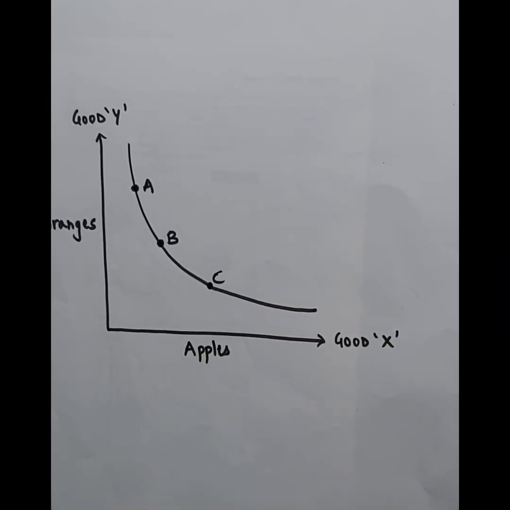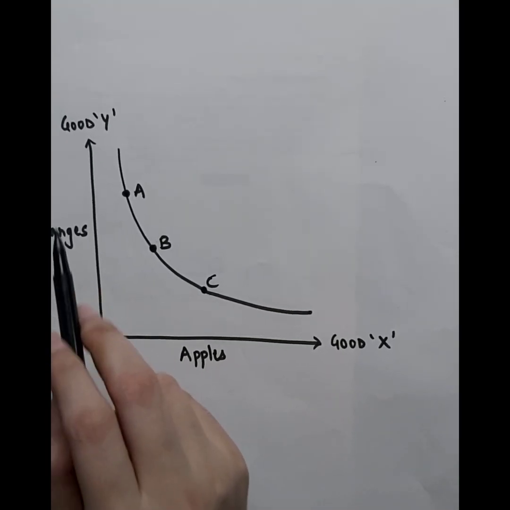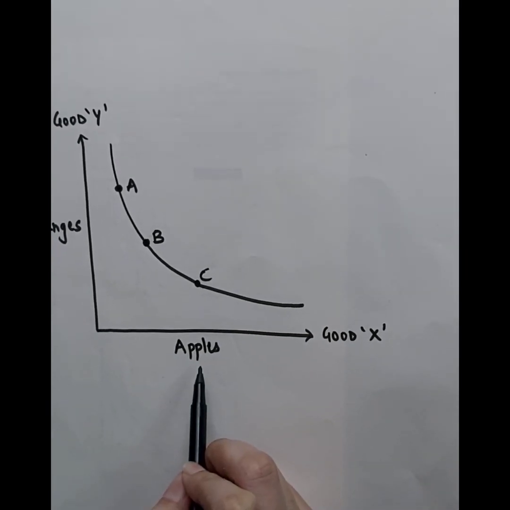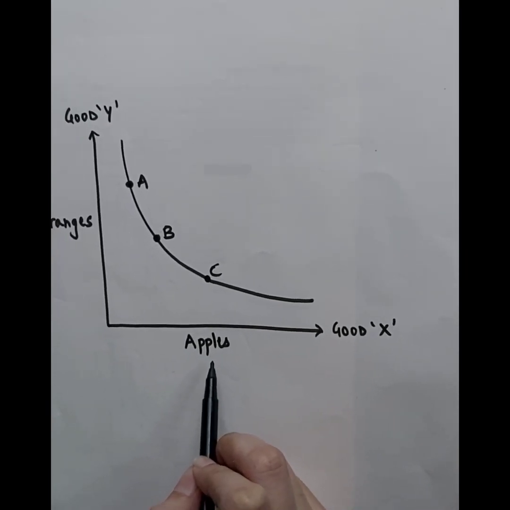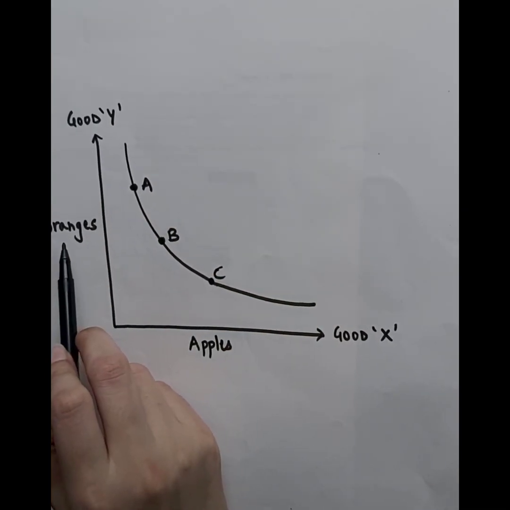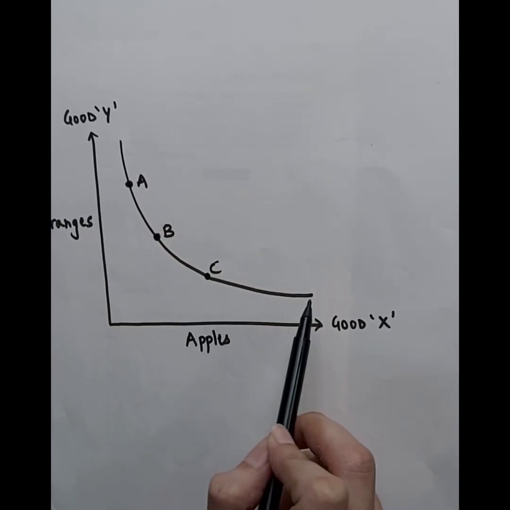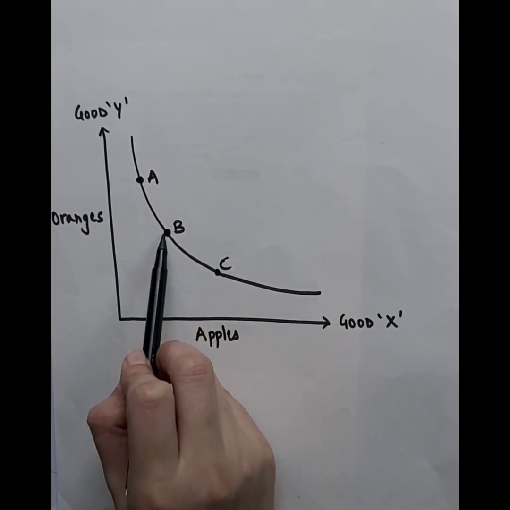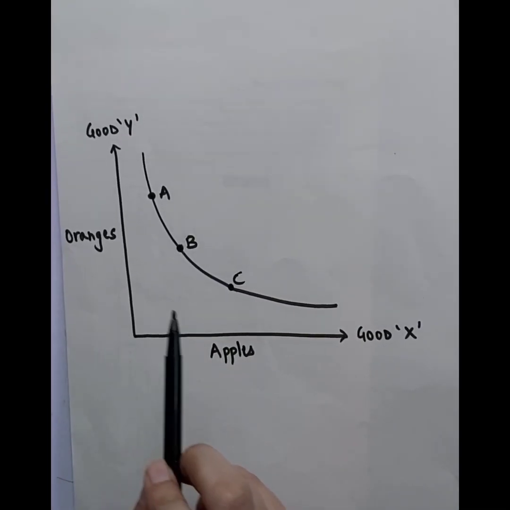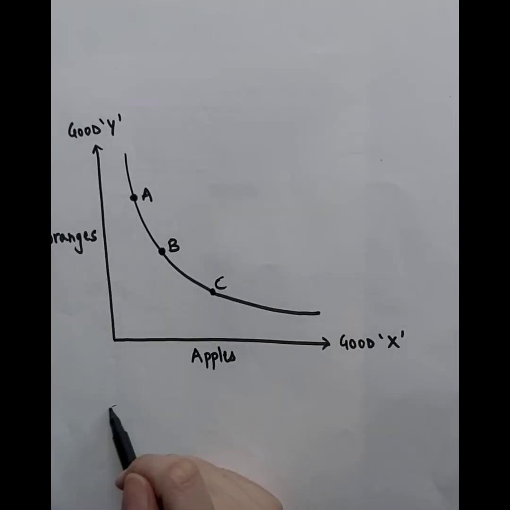So now let us understand this indifference curve with the help of a graph. In this graph we have plotted good X, which in our example is apples, on the X-axis, and good Y, which in our example is oranges, on the Y-axis. Here we have placed an indifference curve showing different combinations of good X and good Y, which is apples and oranges, which give exactly the same amount of satisfaction.